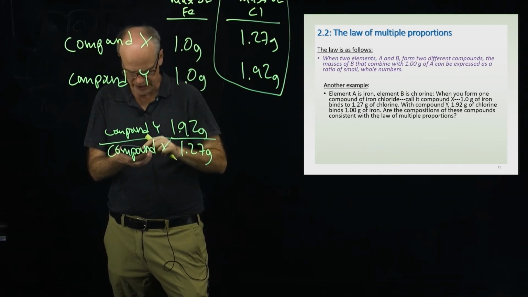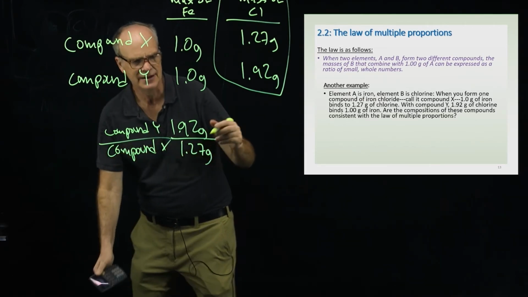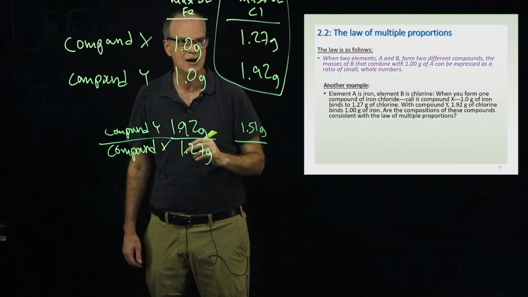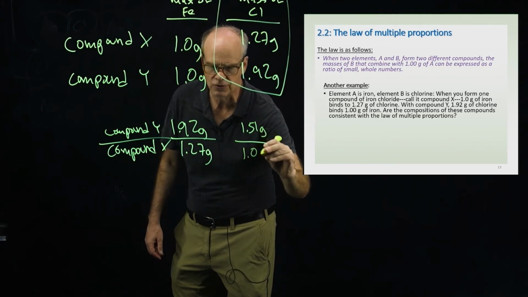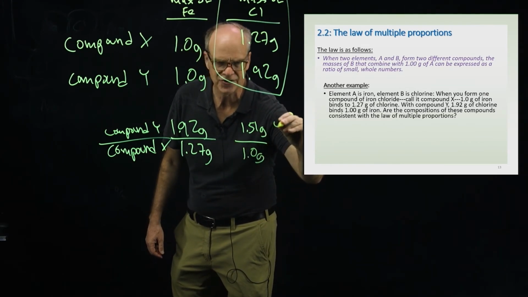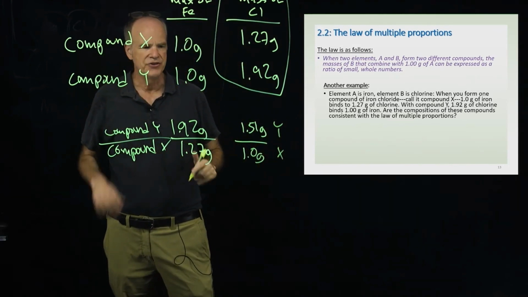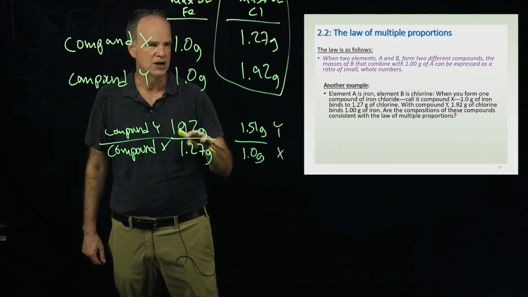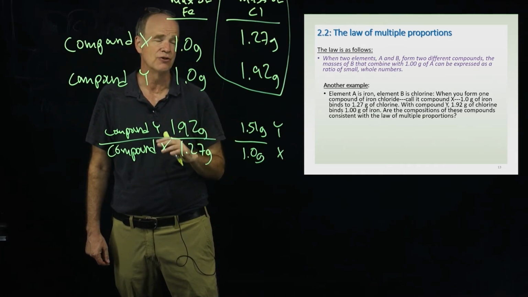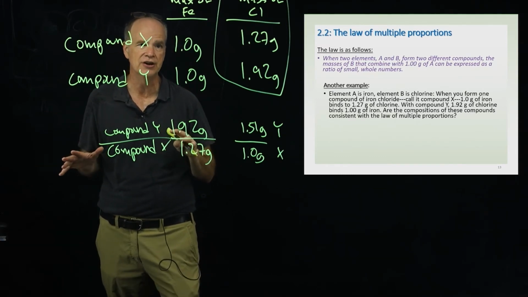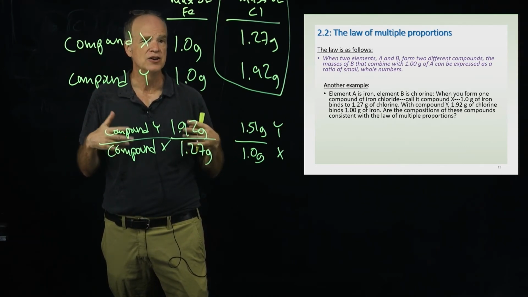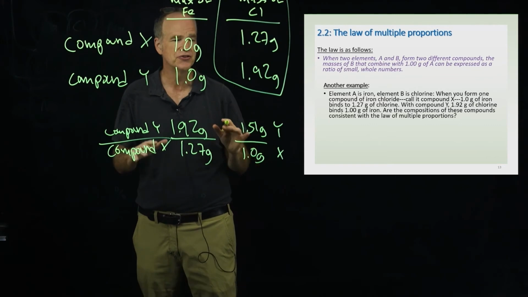So I'm going to take 1.92 grams of chlorine, divide by 1.27. And what I get is 1.51 grams of chlorine in compound Y to 1.0 gram of chlorine in compound X. Now, what you'll see is that we don't quite have integral values, right? Although 1 is an integral value for compound X, 1.5 is not an integral value for compound Y. So the next question to consider is, can we multiply these numbers by some other integer and create integral values?